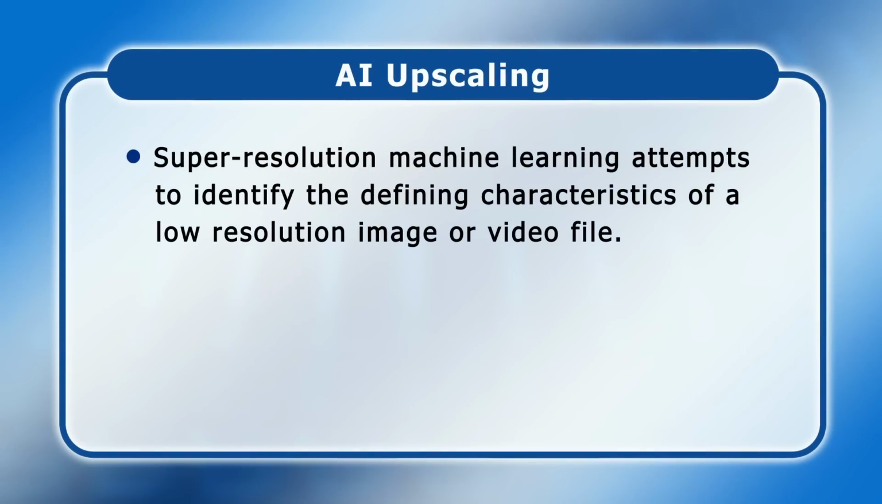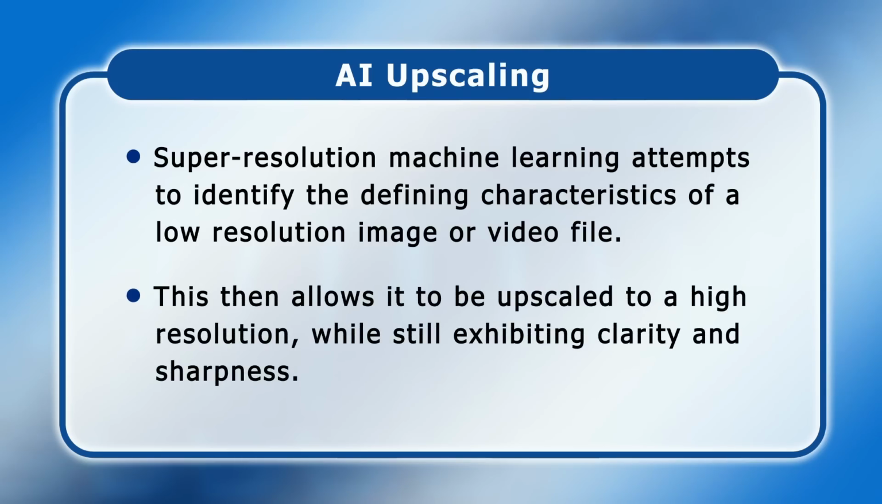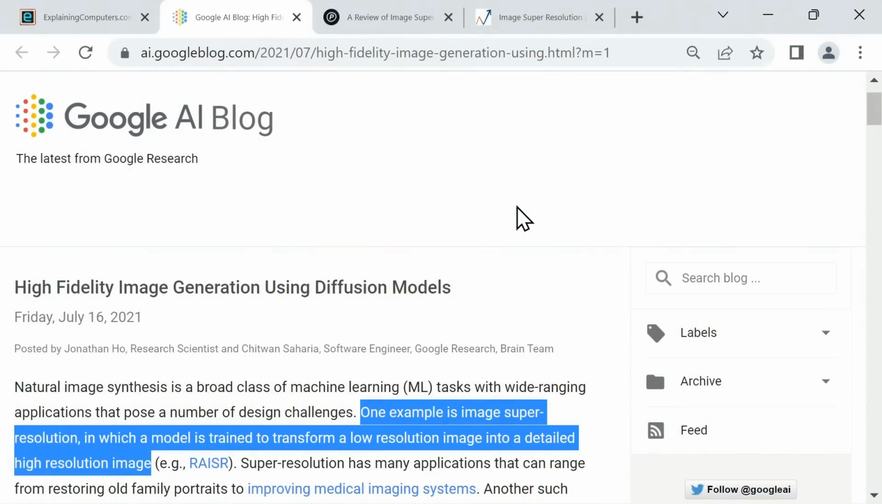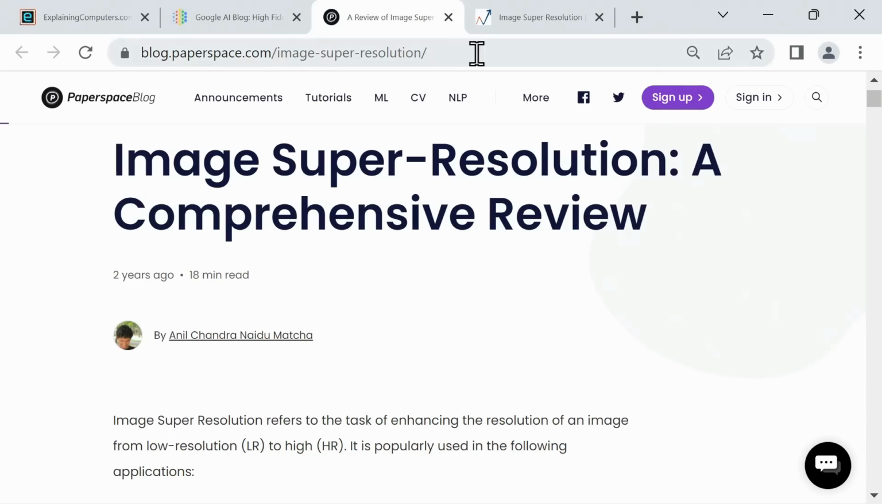To improve the quality of scaled footage, super resolution machine learning attempts to identify the defining characteristics of a low resolution image or video file. This then allows it to be scaled to a high resolution while still exhibiting clarity and sharpness. In the rest of this video, we're going to test the free trials of two commercial AI video scaling packages, as well as a completely free application. But if you want to know more about the computer science behind super resolution and not just see the results of some packages, then there are lots of useful resources out there on the internet, and I'll provide links to these in the video description.